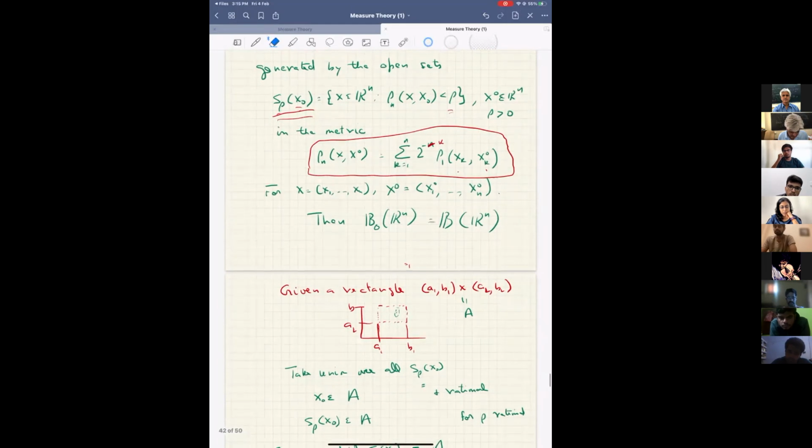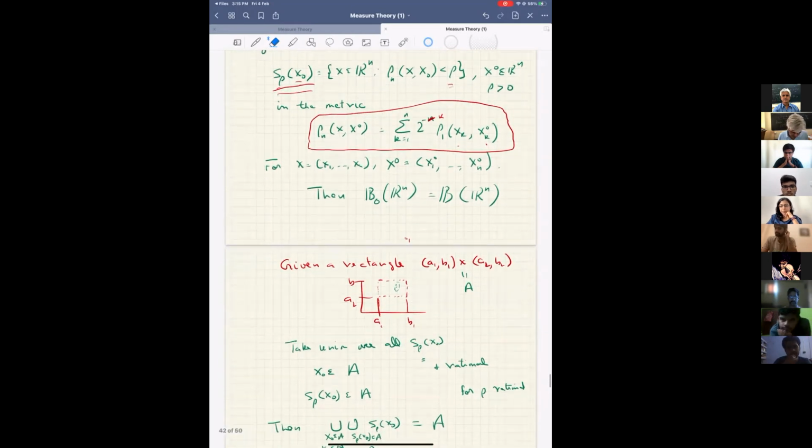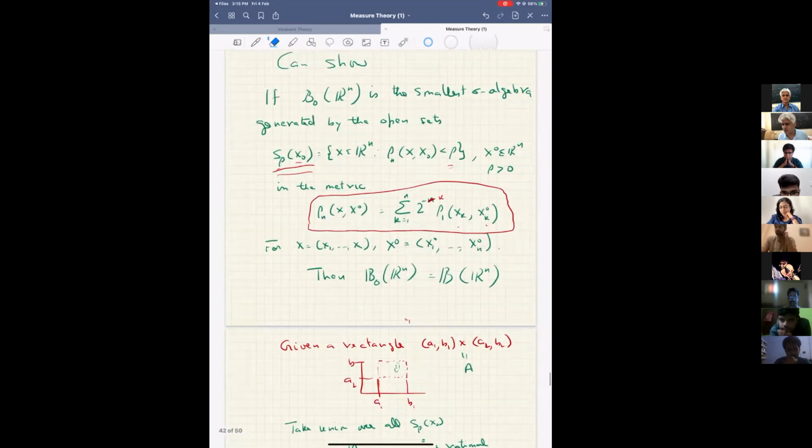Now what I want to show is that I have countably many balls whose union is equal to this rectangle. So that means a sigma algebra which contains all the balls also contains all these rectangles. And hence it contains the smaller sigma algebra which is generated by all these rectangles. So everybody with me on this? That's the generic idea you're going to see everywhere. Okay. So what will I do here? How will I get this rectangle to be a union of all these balls? Any suggestions?